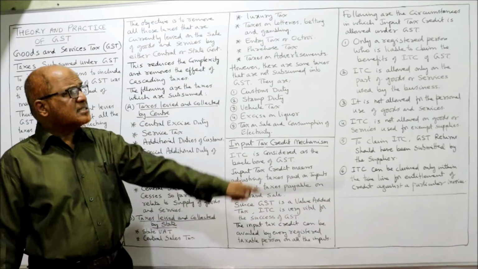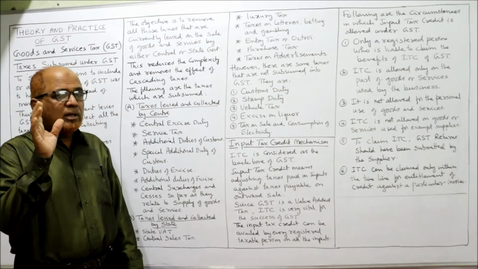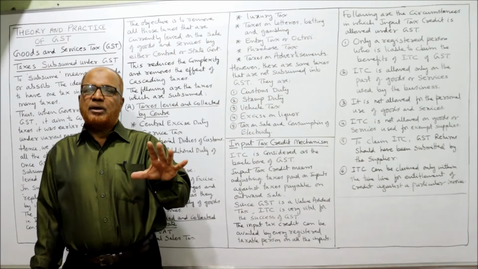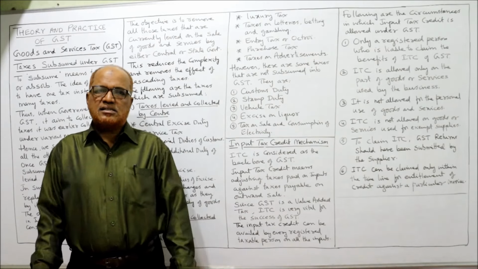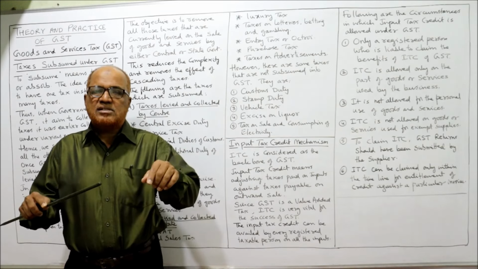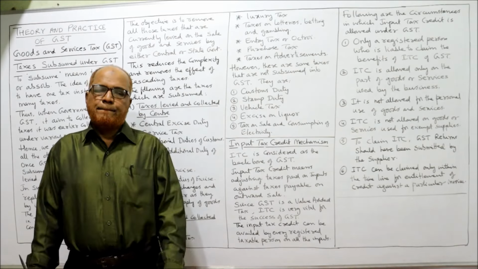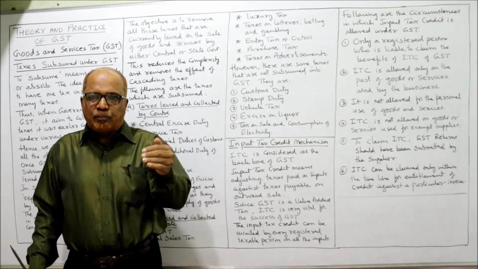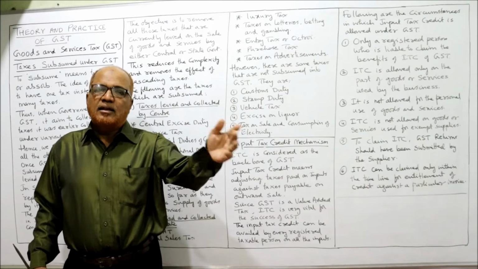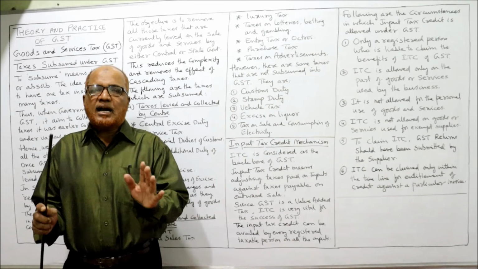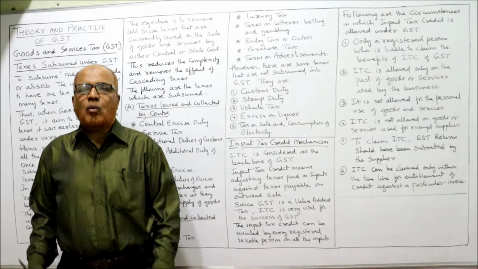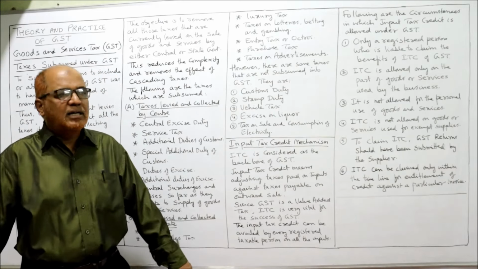Secondly, ITC is allowed only on the part of goods and services used in the business. Second provision given by the GST Act is, this ITC will be allowed only for those goods and services which are used in the business. In the business only, whatever input we have purchased, on that input if any tax is paid, then only it will be deducted. That means the input should be used in the business for producing the goods or for providing the services.